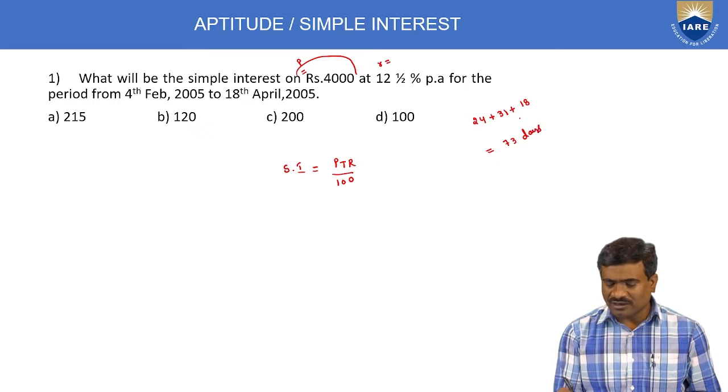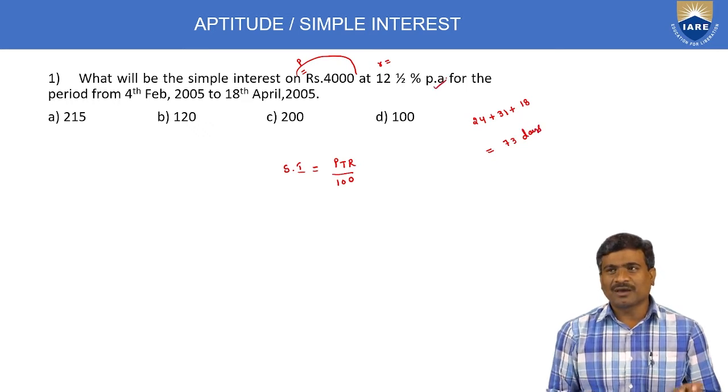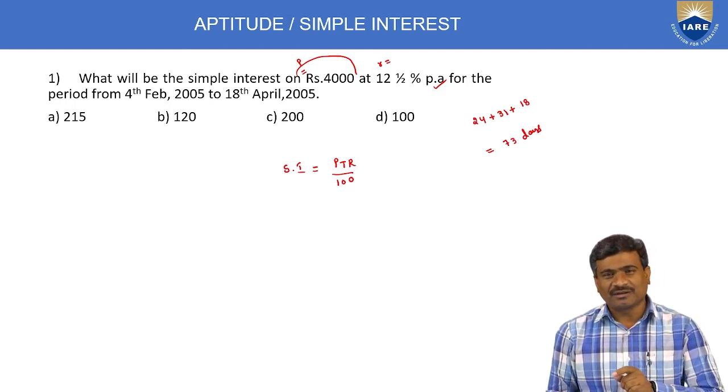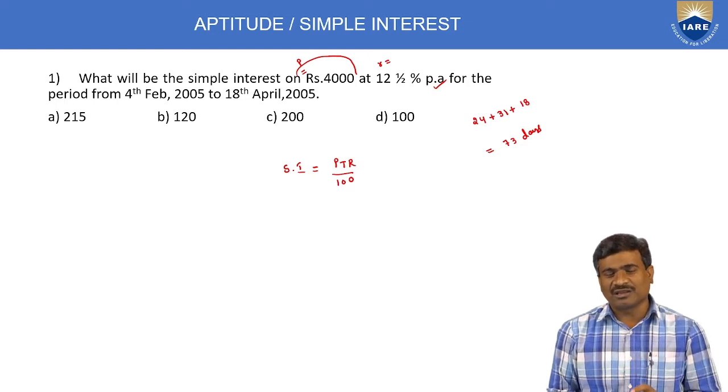But rate of interest per annum indicates 1 year. Rate of interest for 1 year is given, then time is converted into 1 year.